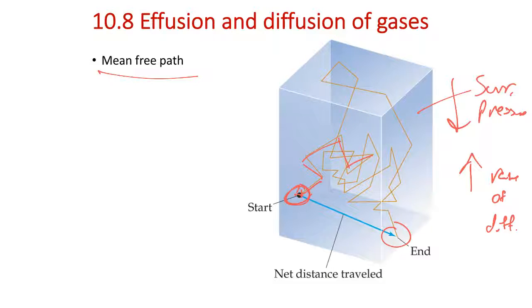And so we can think of that as mean free path. The mean free path is how far a given particle travels before it hits something else. The something else is usually the medium it's traveling through, like the atmospheric pressure of the room that the gas is trying to diffuse through. So the lower the surrounding pressure, the greater the mean free path.